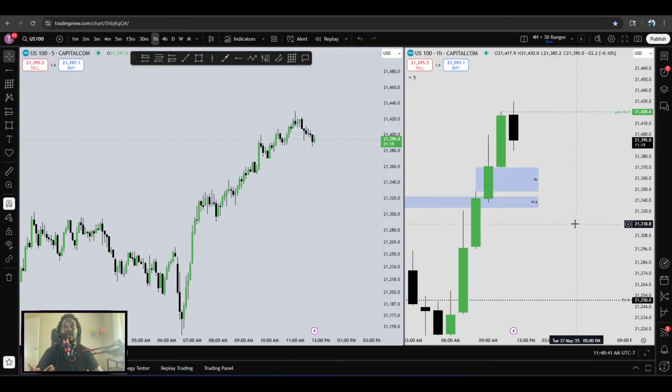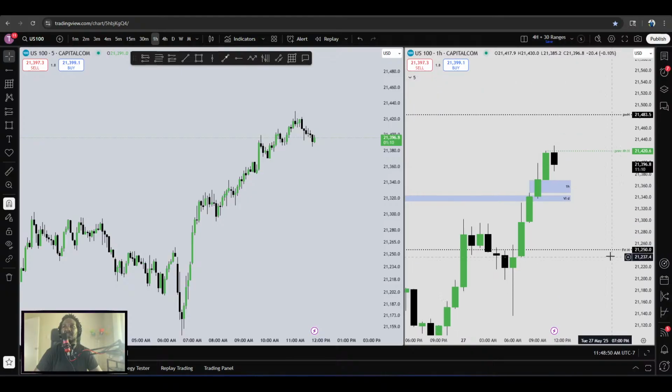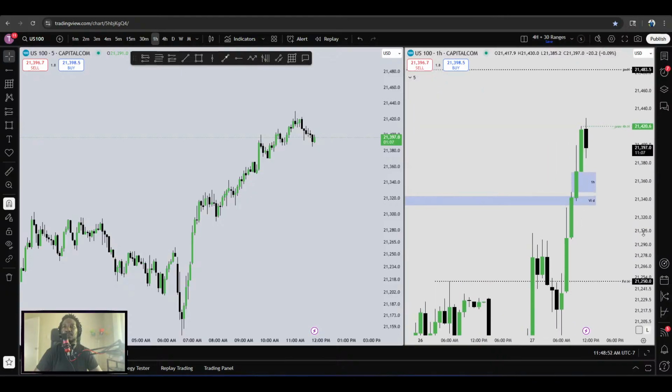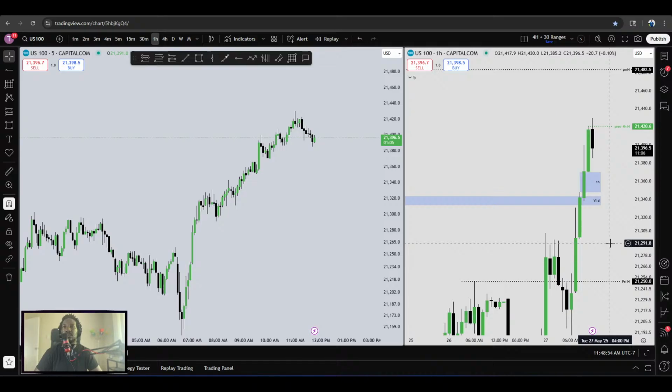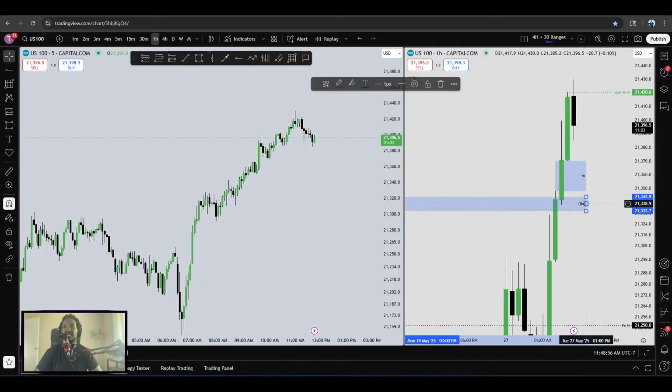If that's what's going to happen, then I might not get a trade, because the rules I have right now do require that I go above the 11 AM high or go below the 11 AM low. So that's where we are. I'm going to move this to the side.